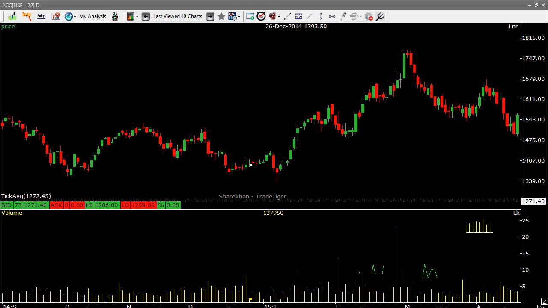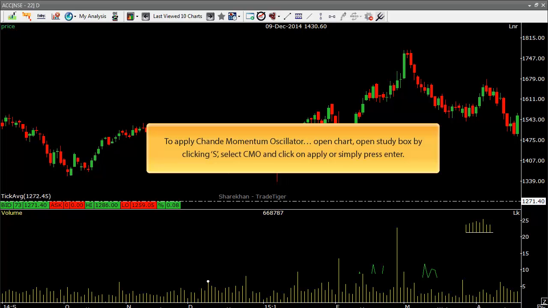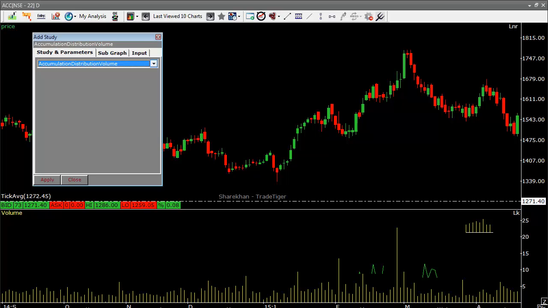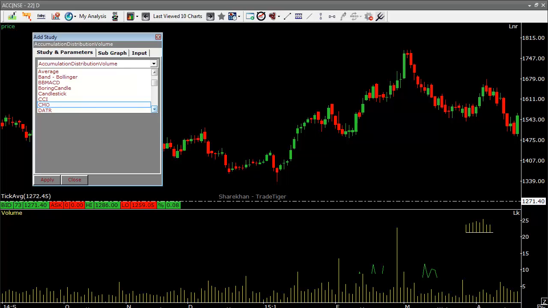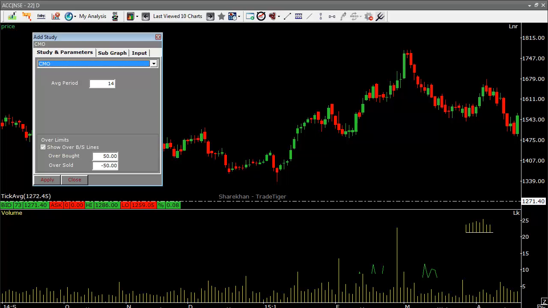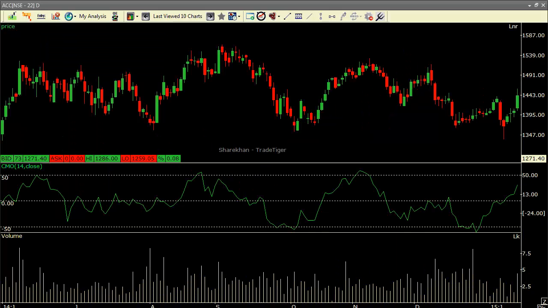Again, to our favorite script, we are on the ACC daily chart. Let us open CMO by visiting the study box by clicking S and select CMO. Well, the average period as per the traditional norm which this indicator uses for calculation is the last 14 days. Our traders can also change this average period by clicking this, and we can increase or decrease the average period which suits our trading style. Once it is done, click on apply.